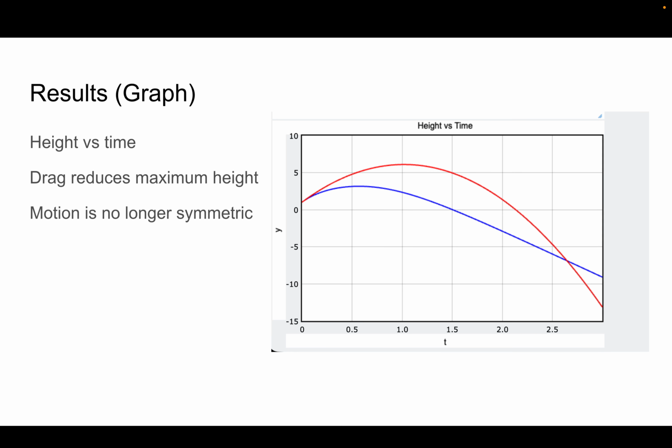Looking at the height versus time graph, we can see another key difference. Without drag, the motion is symmetric. The object goes up and comes down in a mirror-like pattern. With drag, the symmetry is lost. The object slows down more quickly going up, and it falls differently when it goes down.